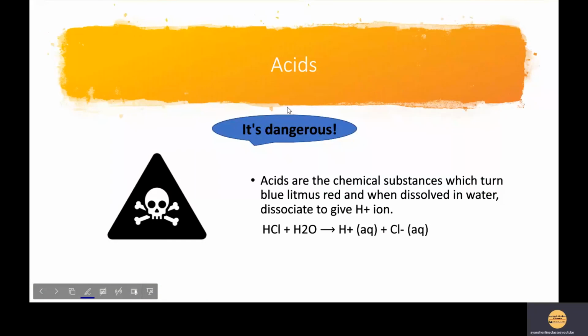First one is acids. Many a time we have heard of this term acid, okay. It's dangerous. Many a time, if you travel on a highway and you see a tanker, behind it there will be a mark like this. This is a symbol for danger. If any tanker is carrying an acid, what is written? Don't touch, it's dangerous.